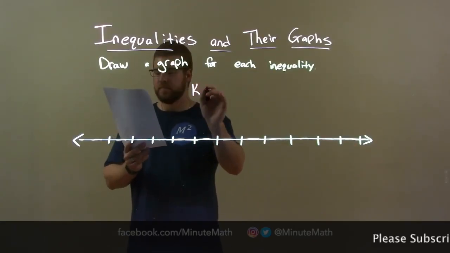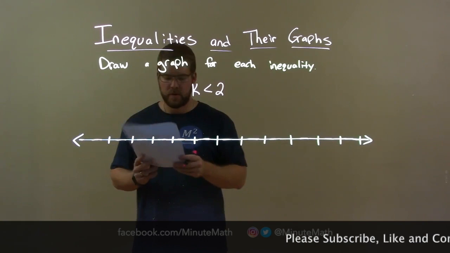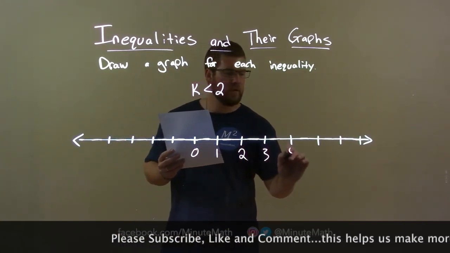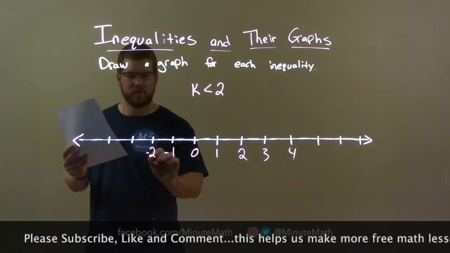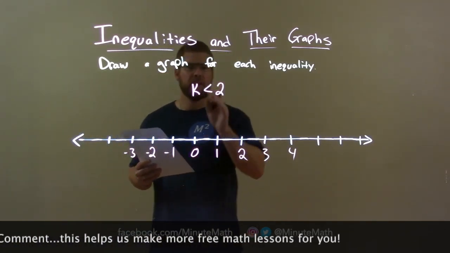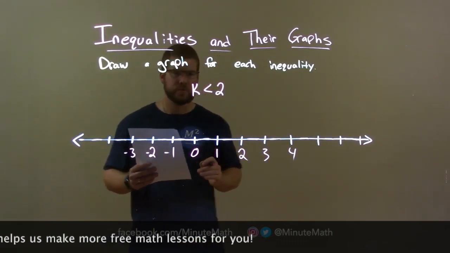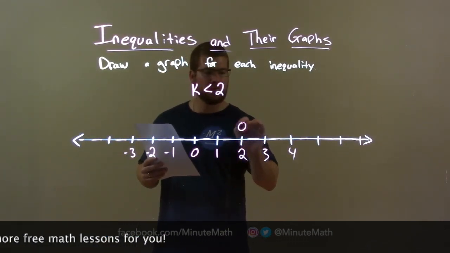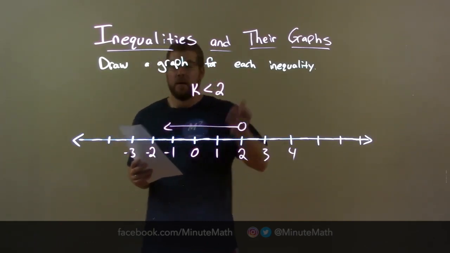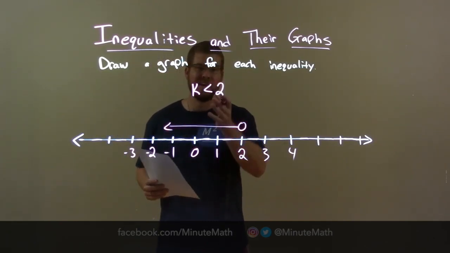k is less than 2. Well, first let's get our number line. 0, 1, 2, 3, 4, -1, -2, -3. I want to get k by itself. Well, they said k is less than 2, not equal to, so that means we have an open circle at 2. Less than tells us that it shades to the left, and there we have it. Our graph that represents k is less than 2.